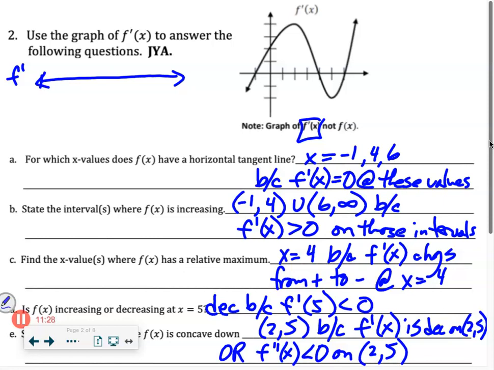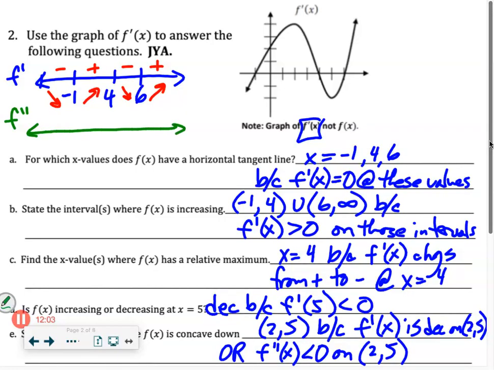So if you're making an F prime sign line, the critical numbers you put on your sign line are literally where F prime is 0 or undefined. It's never undefined, so f prime is 0 at -1, 4, and 6. So you'd have a -1, 4, and a 6. And then your signs are literally the signs of f prime. It's negative, positive, negative, positive. So your function is decreasing, increasing, decreasing, increasing.